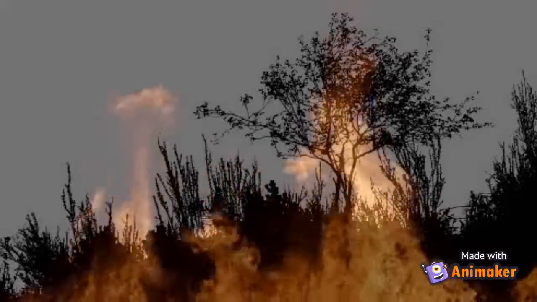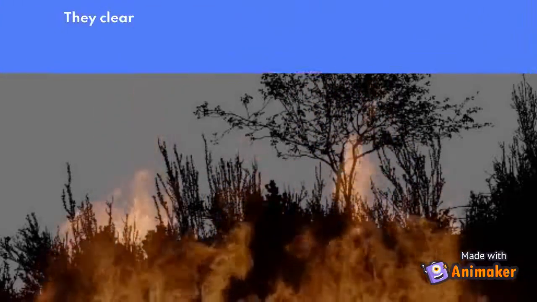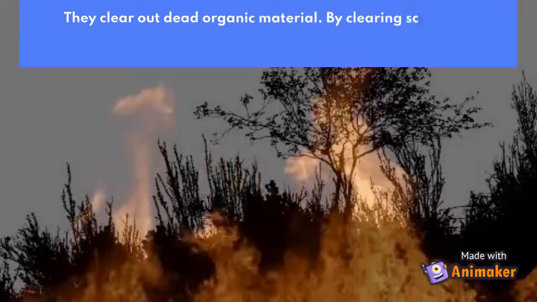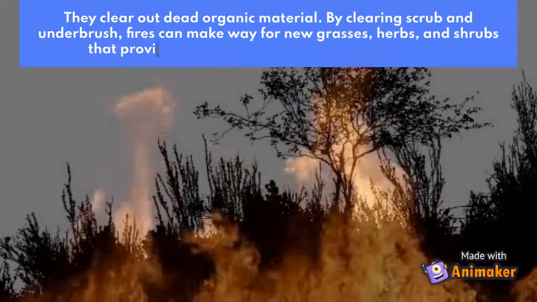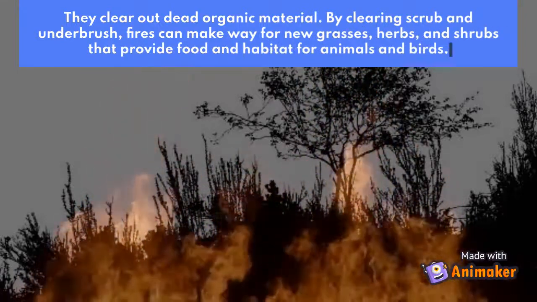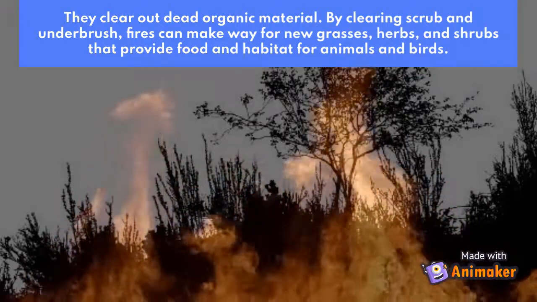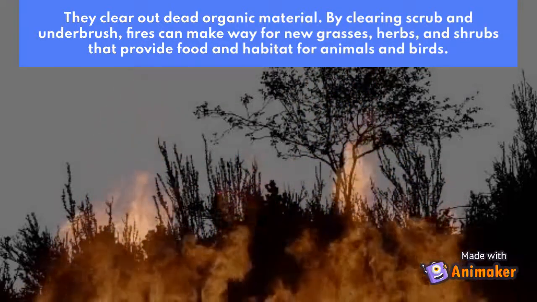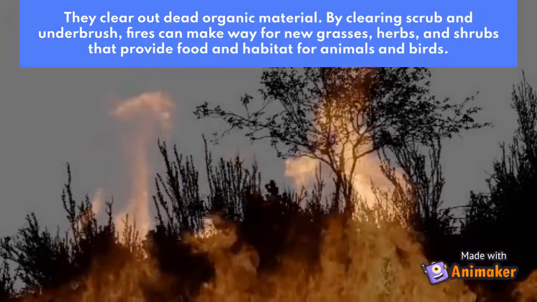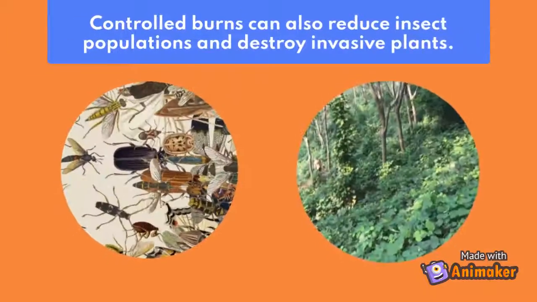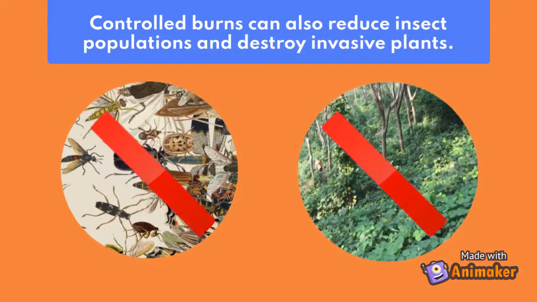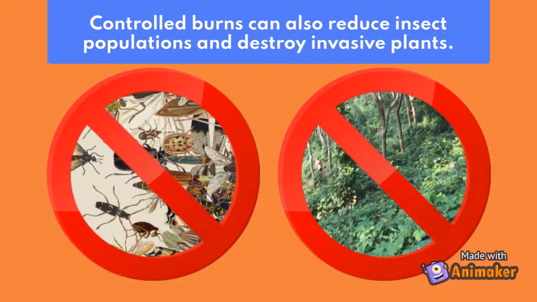The second reason we need forest fires is because they clear out dead organic material. By clearing scrub and underbrush, fires can make way for new grasses, herbs, and shrubs that provide food and habitat for animals and birds. Controlled burns can also reduce insect populations and destroy invasive plants. This is how forest fires do play an important role in our ecosystem.